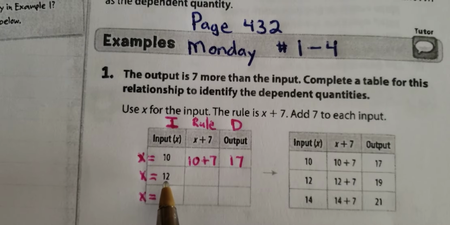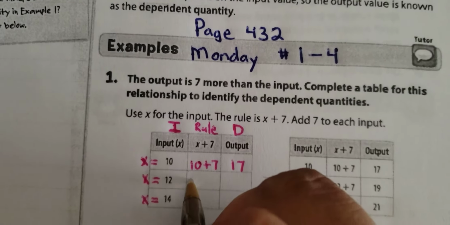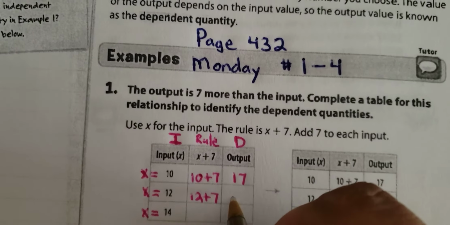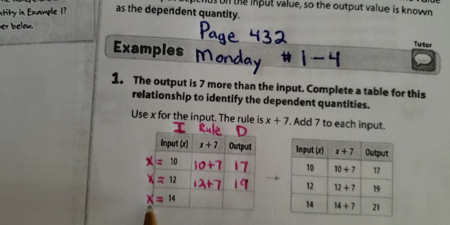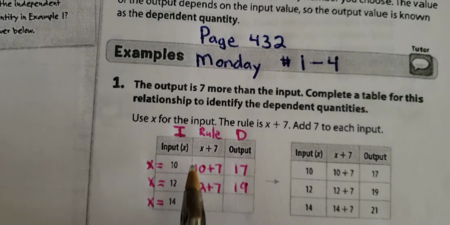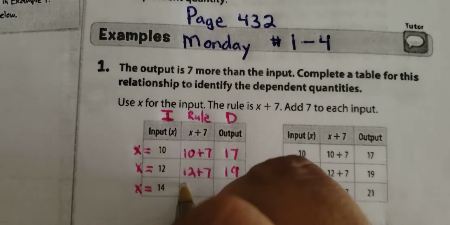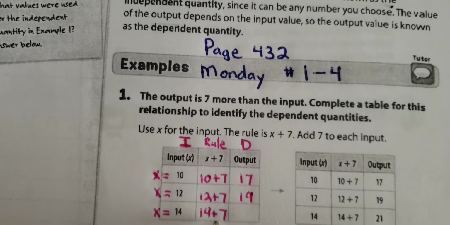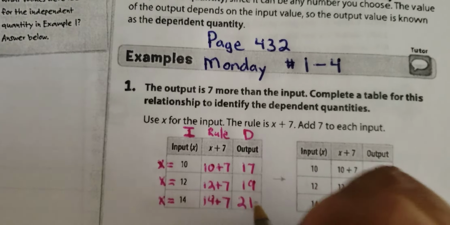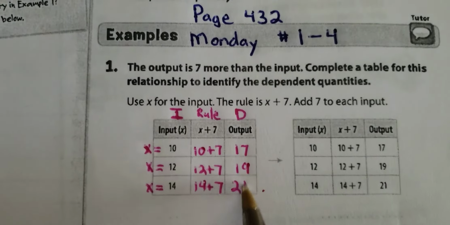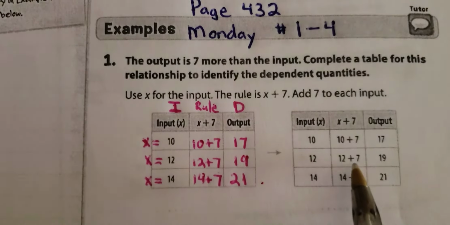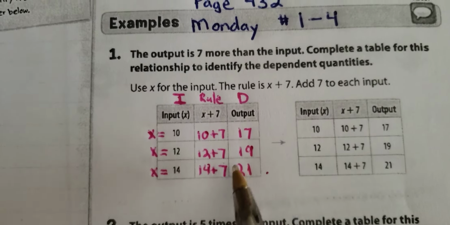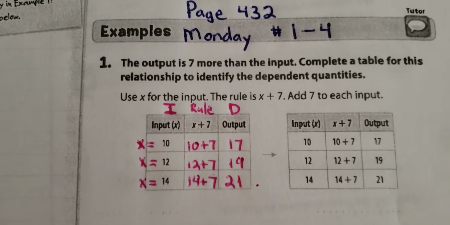Here, the second line, we have 12 for x. So I'm going to put 12 plus 7. When I add those together, I get an output of 19. The last one, x equals 14. Where I see an x, I'm going to substitute a 14 there. And we have 14 plus 7. When we solve the rule, the output becomes 21. So we can see that this work right here matches what they have over here on this right side. So it's just to make sure that you understand how the input and output tables work. So that was question number 1.